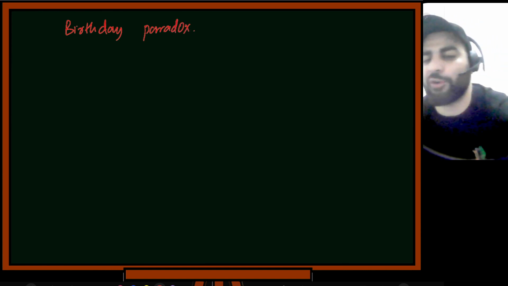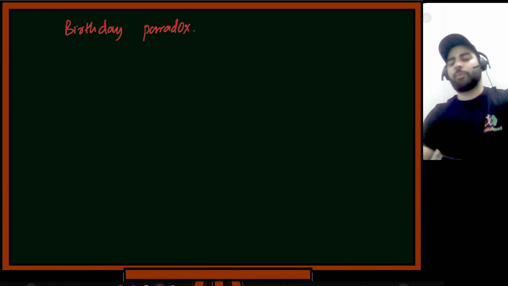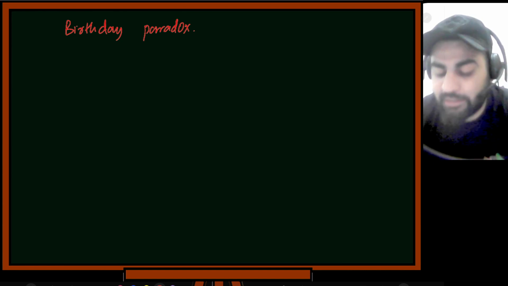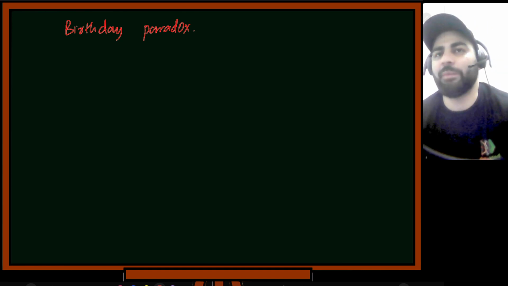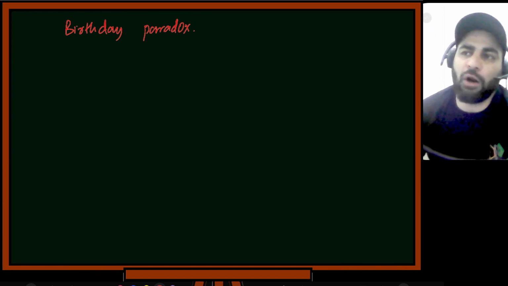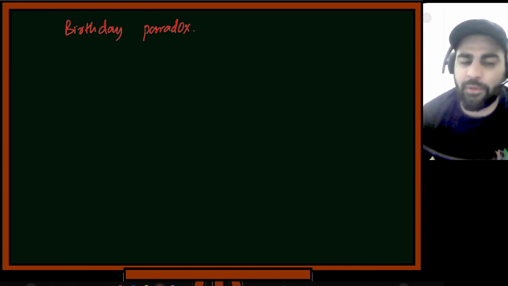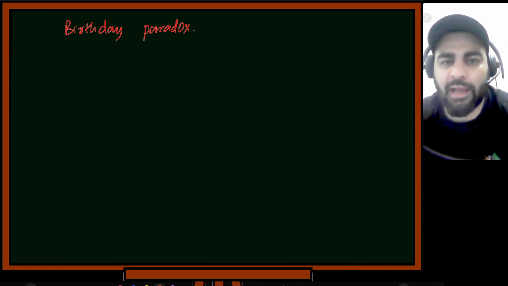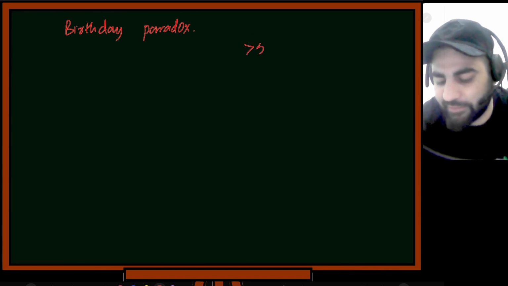So what is this birthday paradox all about? The birthday paradox says that if you have a bunch of people in the room, and you want to see how many people are needed so that the probability of two people in the room having the same birthday exceeds 50%.